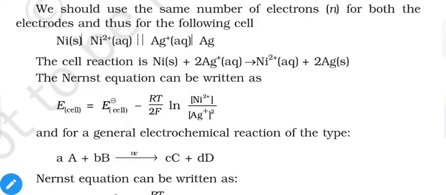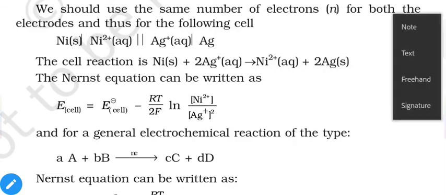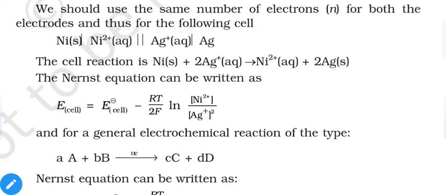Now what about the two half cell reactions which have two different numbers of electrons? In that case we should use the same number of electrons for both the electrodes, and thus for the following cell reaction example is mentioned. For a nickel half cell, as we can see, we have 2 electron transfer, but for silver half cell we have only 1 electron transfer. So if we try to find the number of electrons from separate half reactions, that means reduction half cell and oxidation half cell reaction, then you will get different numbers of electrons. That means in this reaction you will get 2 electron transfer, for this you will get only 1.